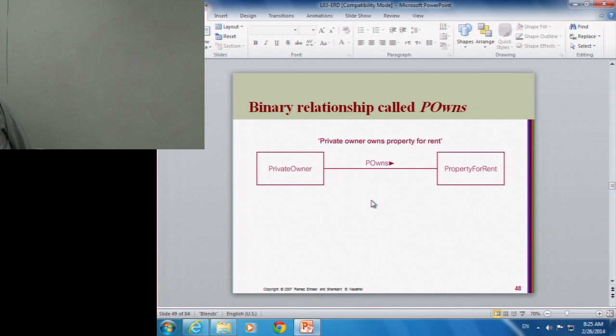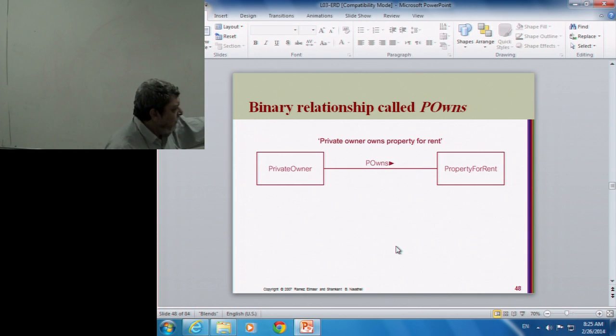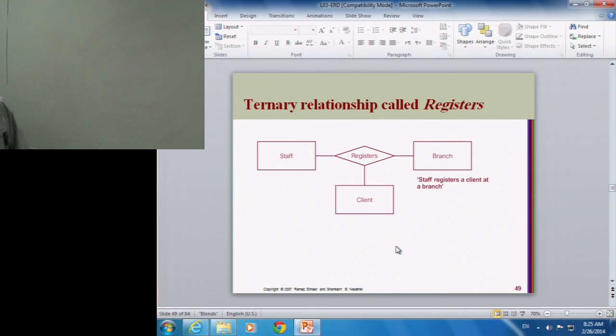We said that the simple way of representing a relationship is just a straight line with a verb here, so the sentence is meaningful. If we have more than two entities related together, then we use the diamond, the rhombus, and it carries the label.